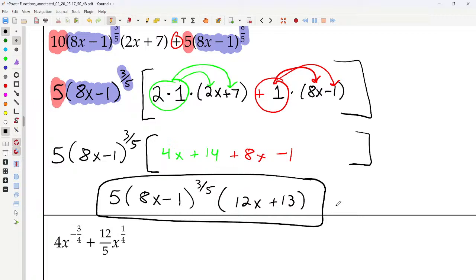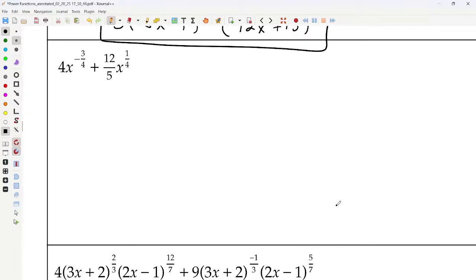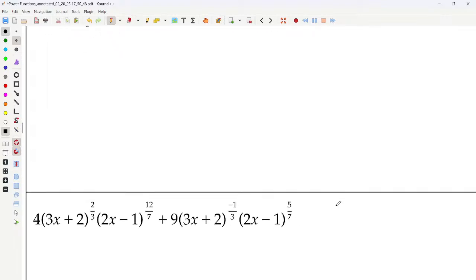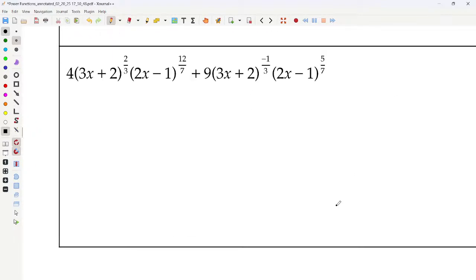All right. I think I'll skip the second to last one and go to the last one because it has just a little more complexity to it. So one last time, let's look at the number parts. We have 4 and 9. Their greatest common factor is 1, so that's pretty pointless. We definitely have a common group of 3x plus 2. This guy's raised to the 2/3. This is raised to the negative 1/3.